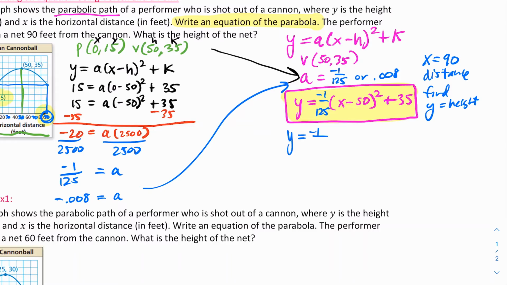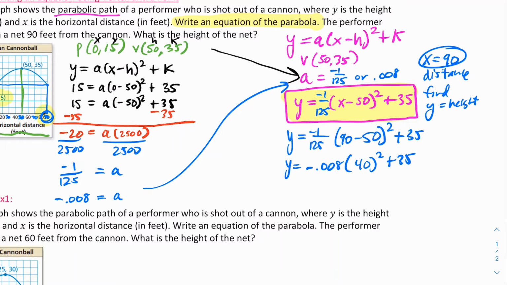Okay, so negative 1 over 125 times 90, because we're using 90, minus 50 squared plus 35. I'm going to go ahead and make that into a decimal since we already know what that is. This is going to be 40 squared plus 35, which is negative 0.008 times 1600 plus 35, which is negative 12.8 plus 35, which is 22.2 feet high.